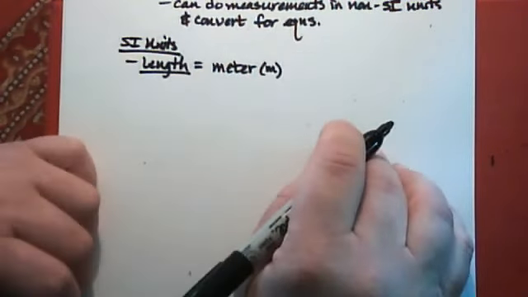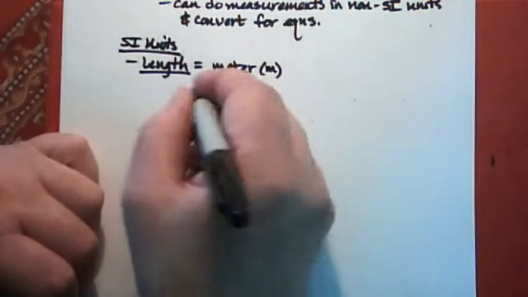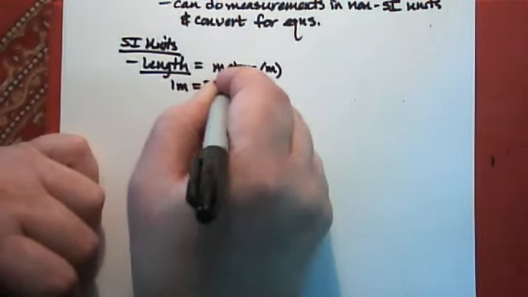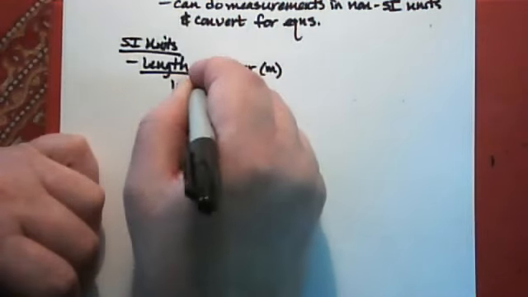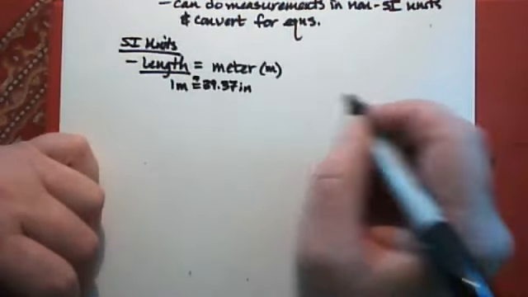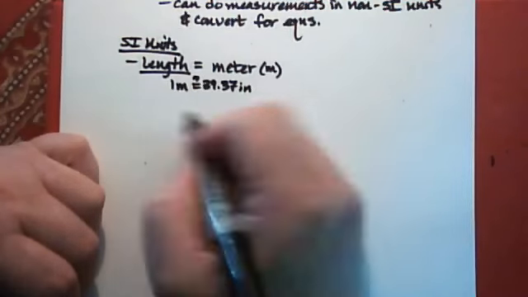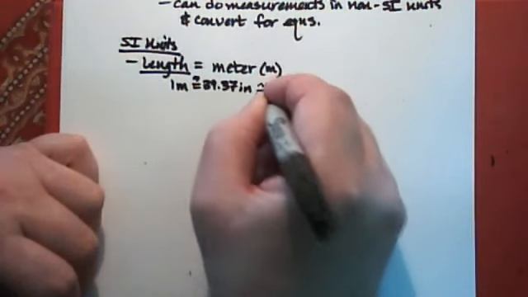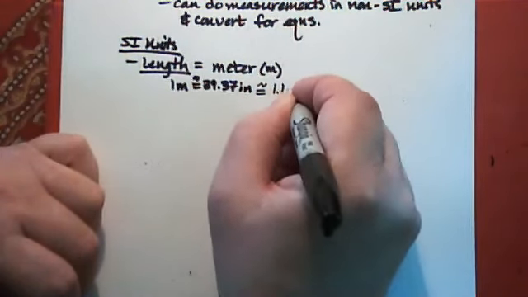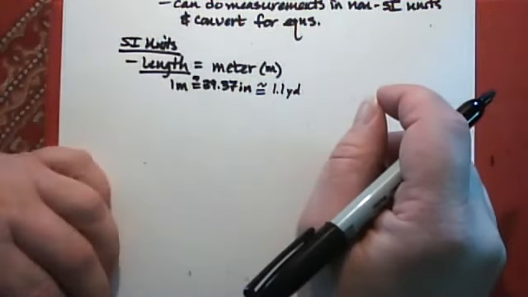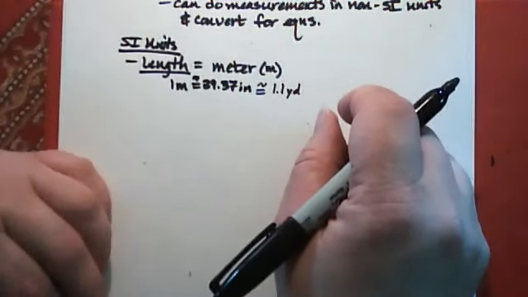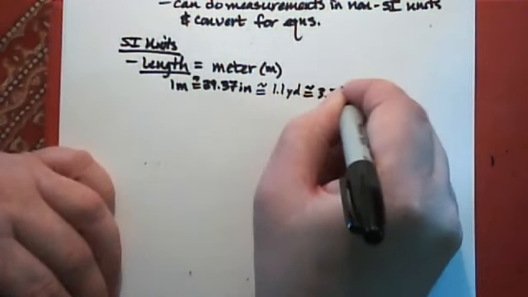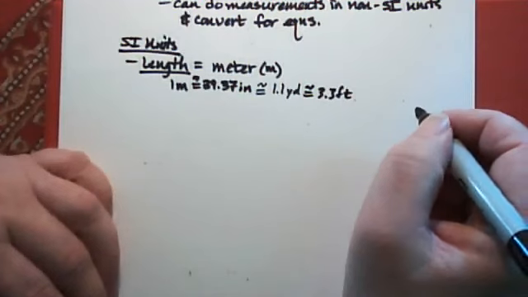The symbol for meter is a lowercase m, and 1 meter is approximately 39.37 inches, which is approximately 1.1 yards. So if you've ever seen a meter stick in a science class, you'll notice that it looks like a yardstick, but a little longer. And that would be 3.3 feet.